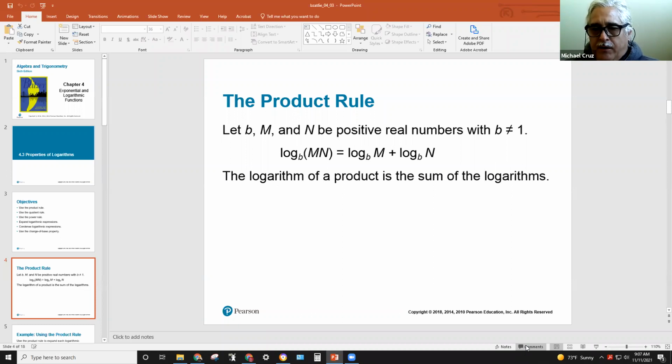If we have the log of any base of m times n, then we can break it apart addition-wise. In other words, log base b of m plus log base b of n. The logarithm of the product is the sum of the logarithms. It works both ways.